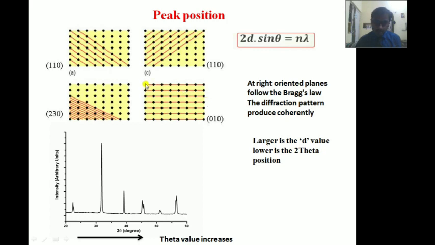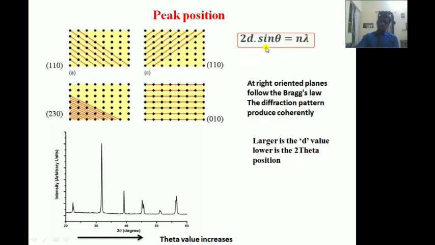So when I talk about this plane, I am actually talking about this line, and the distance between the first line and the second line is called d. This d is higher in this case, and the distance between this line and this line is lower, which means here is the greatest d value and here is the smallest d value. So if d is large, then sine theta is equal to n lambda by 2d, with 2d going in the denominator. If the d value is large, that means the lambda value is small, and if lambda is small, that means theta is also small.